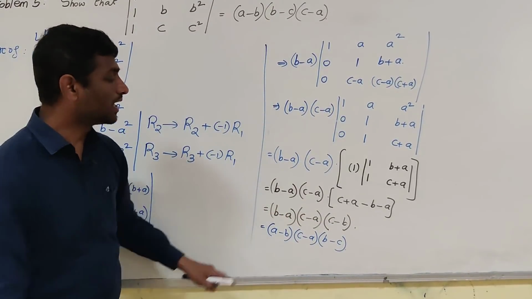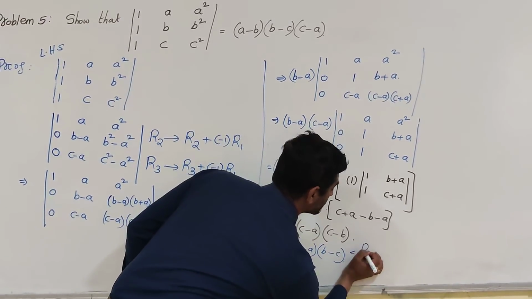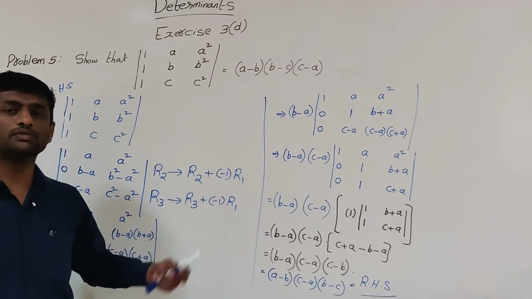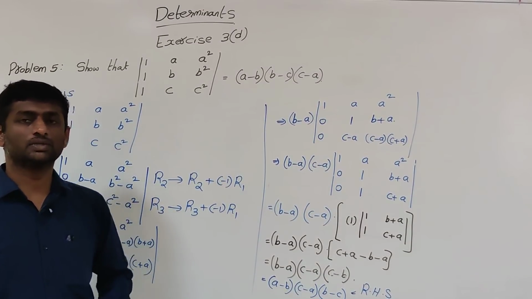So this is the RHS. So that is the proof of the determinant. And this problem is very, very important. Next question, please.